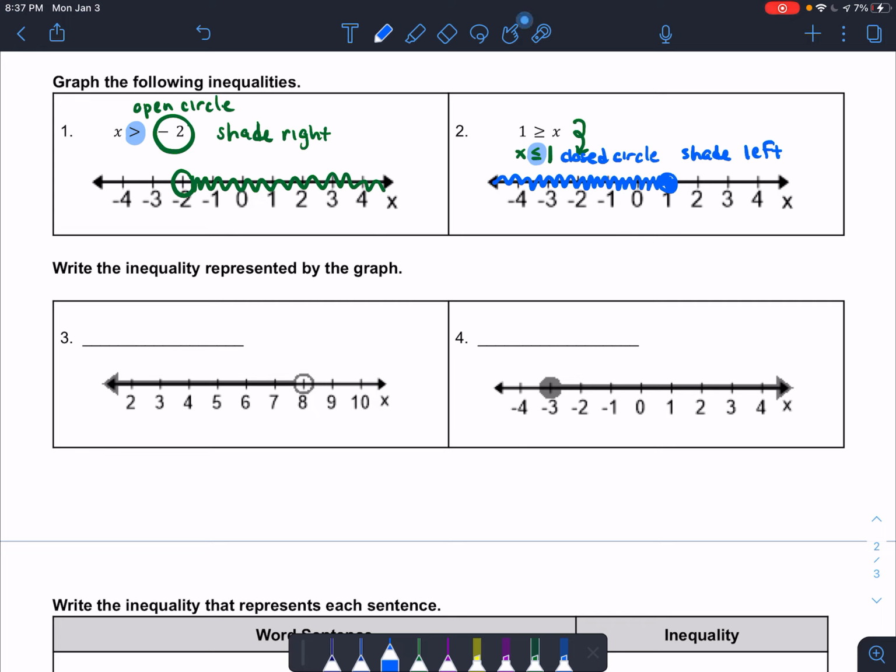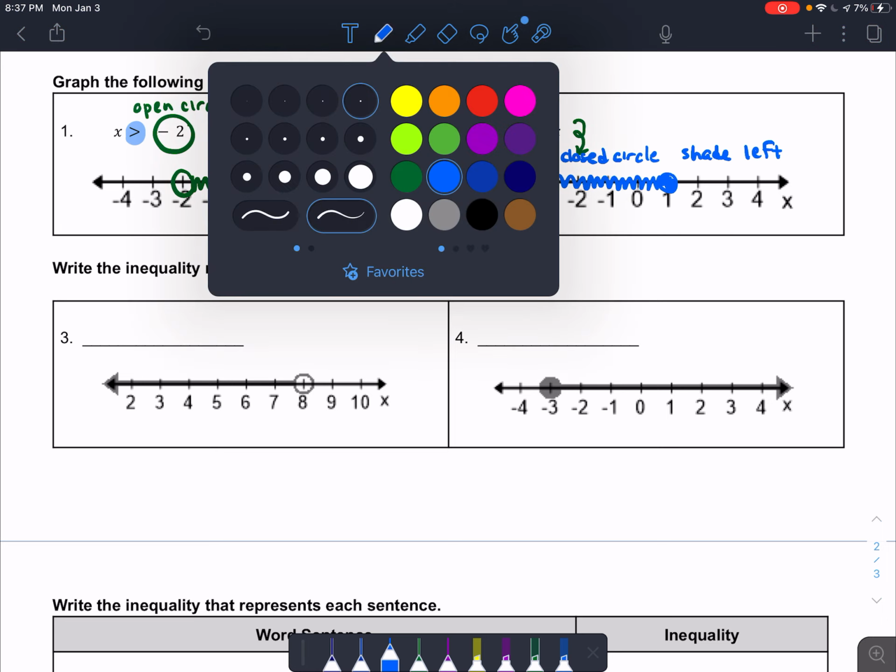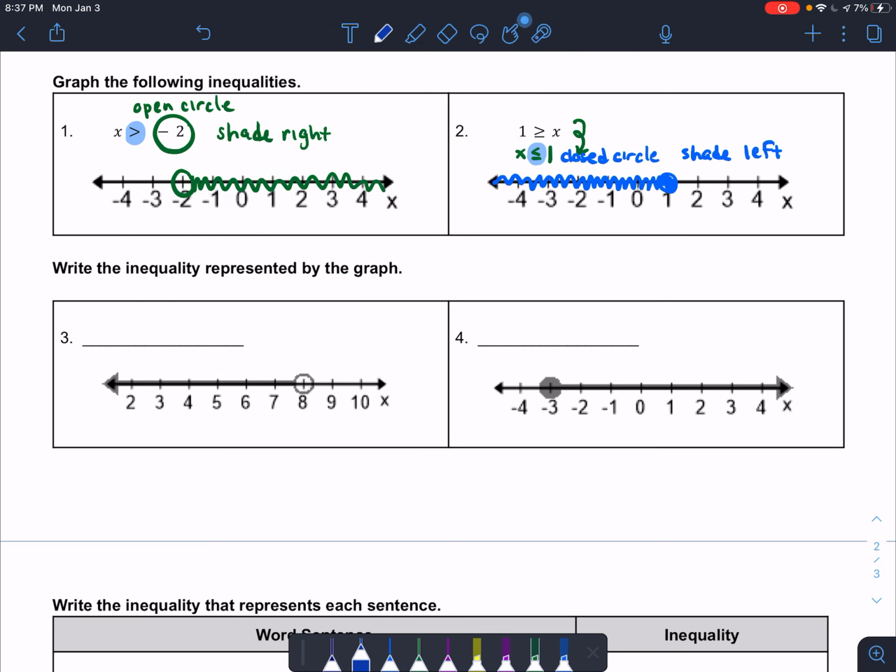So here is our next section where we need to write inequalities. The easiest part is the x, because we always want the x to be on the left side, and then the known value. So I know that I'm going to have an x on the left side and an 8 on the right side, and I'm getting that just from looking at my number line. Well, what do we have to notice? We notice that the circle is an open circle.